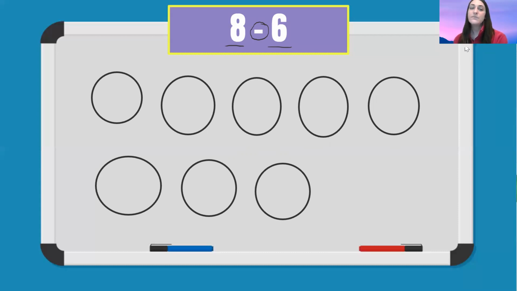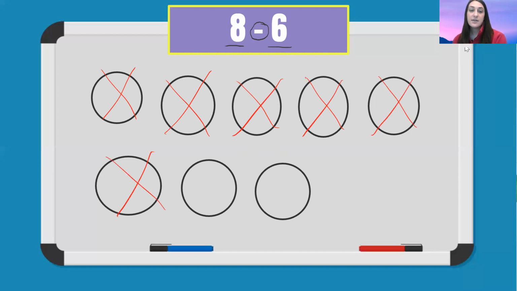1, 2, 3, 4, 5, 6. In order to find the answer to this subtraction problem, we have to see how many are left over. 8 minus 6 equals 2 because there are 2 circles left over in our picture. Let's try another one.